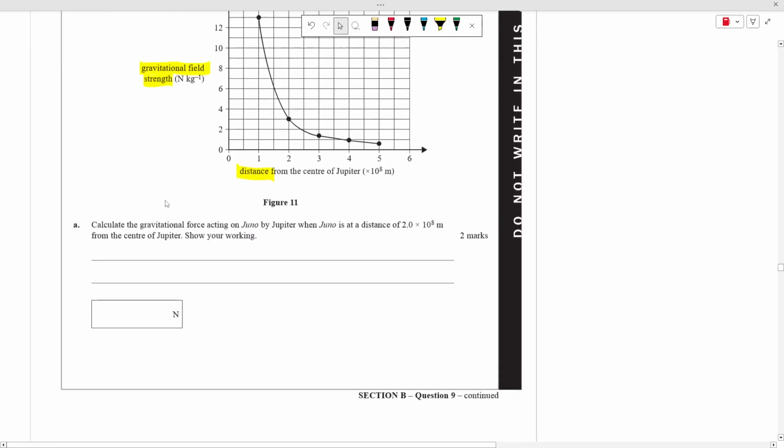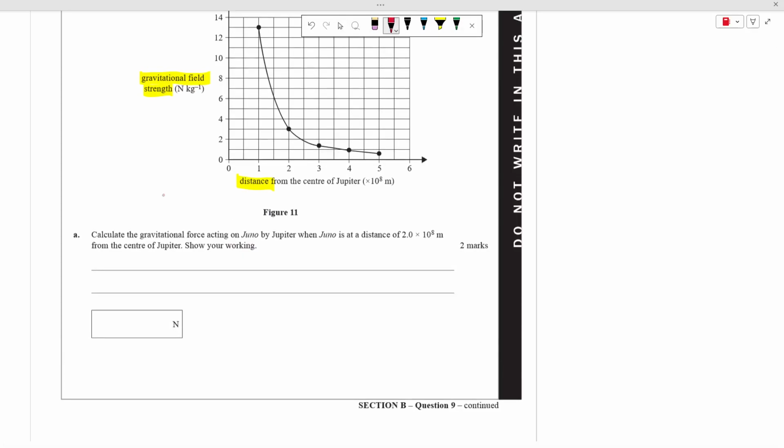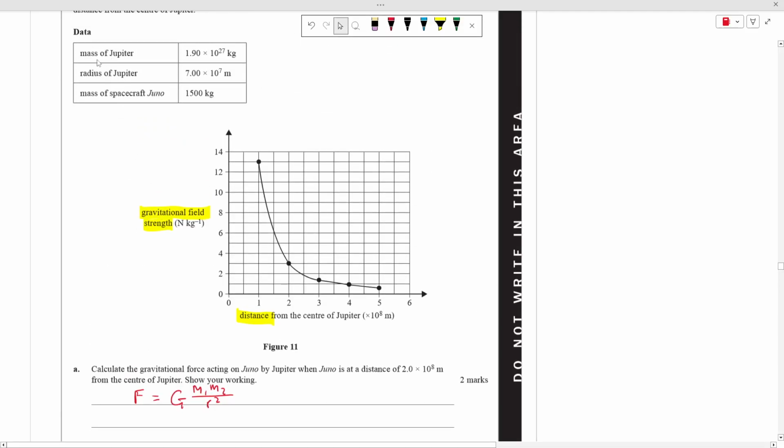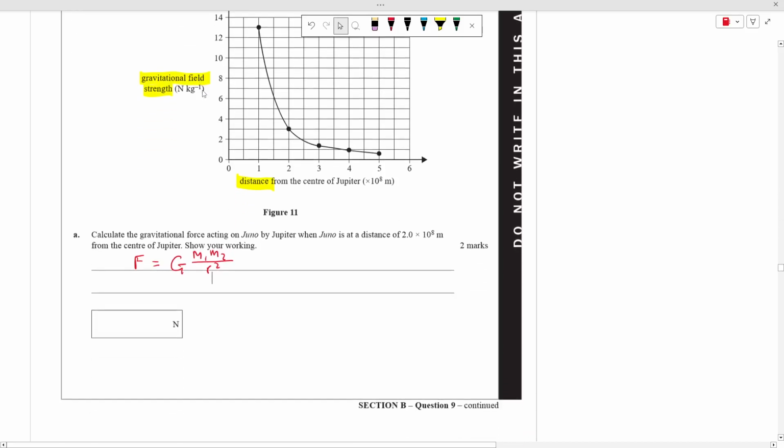So if we're working out gravitational force, not big G, F equals big G times mass 1 times mass 2 over r squared, which we've got all that data for, so we don't need to use the graph here. We've got the mass of Jupiter, mass of Juno, radius of Jupiter. We don't even need the radius of Jupiter because we're already at a distance from the center of Jupiter. That's what the r would be here. So if I plug all that in, let's see what we get.